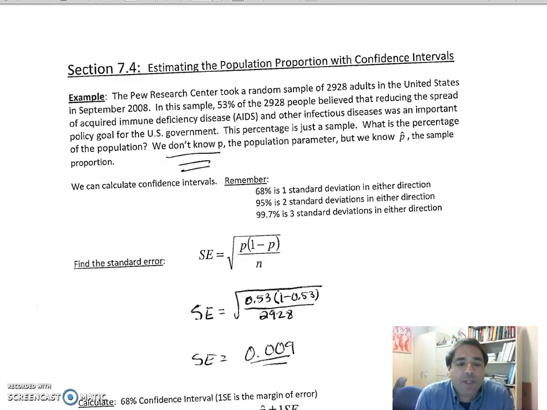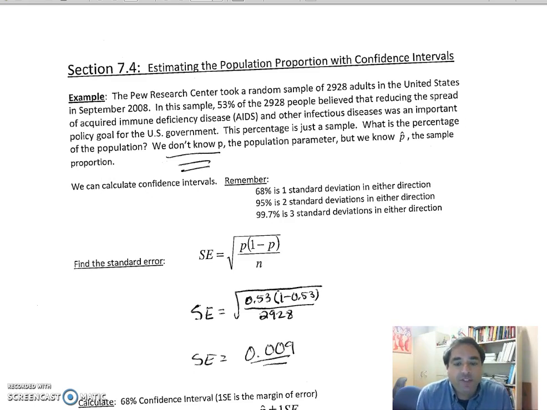So here's an example. The Pew Research Center took a random sample of 2,928 adults in the United States, and in September 2008, in this sample, 53% of the 2,928 people believed that reducing the spread of acquired immune deficiency disease, AIDS, and other infectious diseases was an important policy goal for the U.S. government. This percentage is just a sample. What is the percentage of the population? We don't know P, the population parameter, but we do know P hat, the sample proportion.